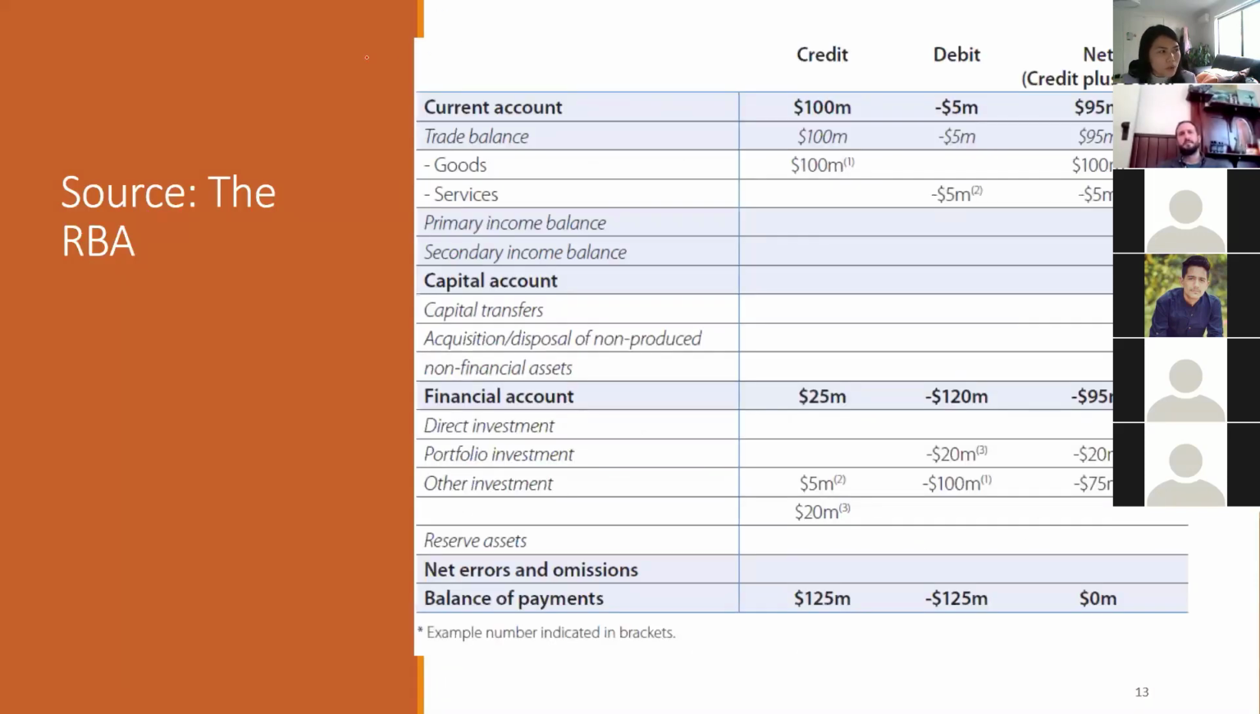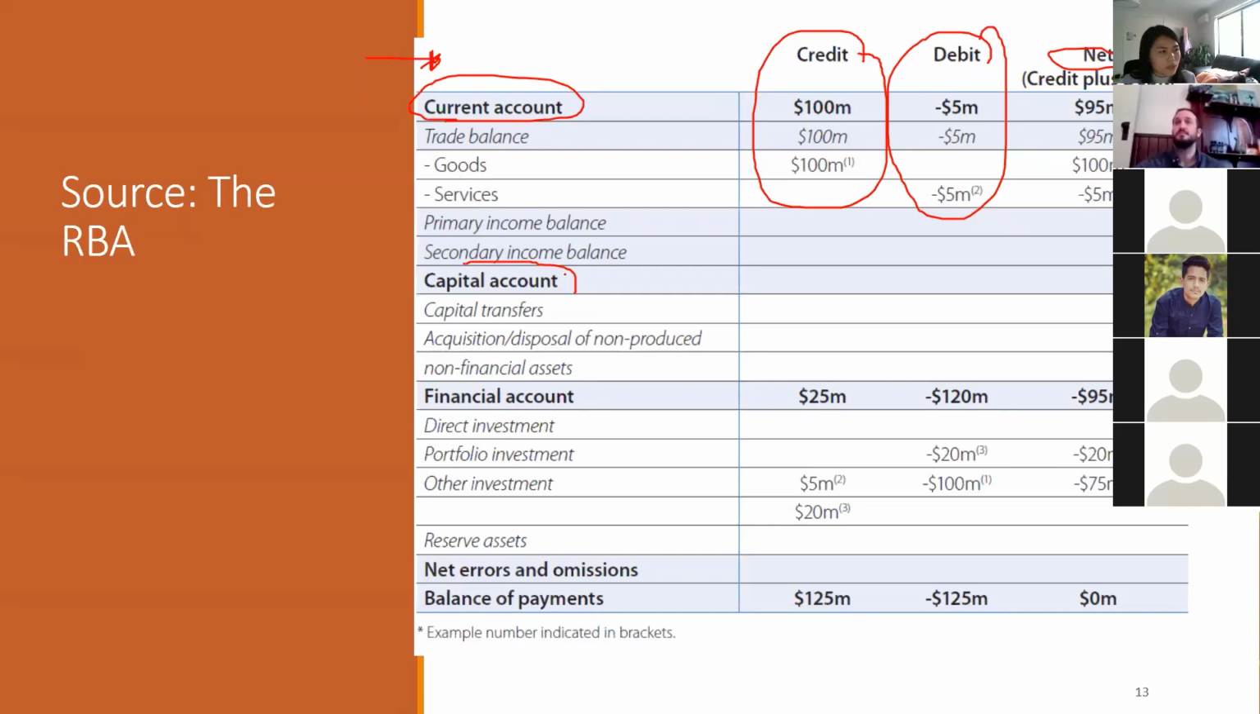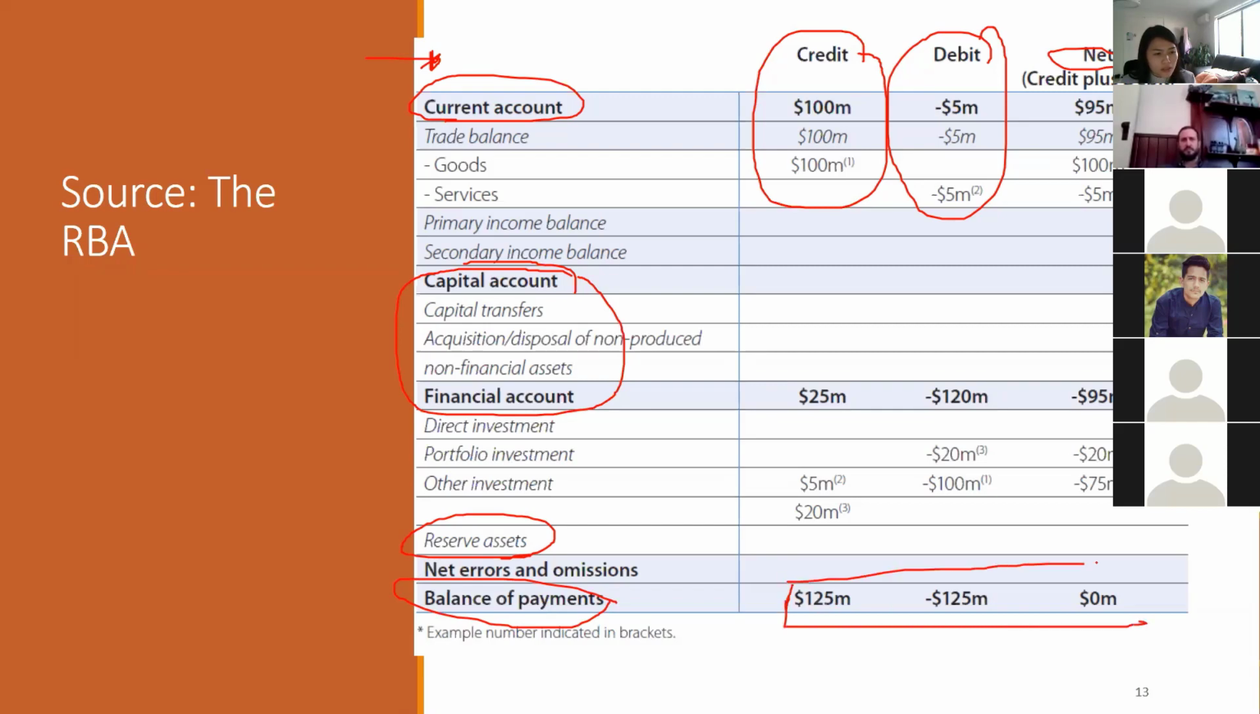Now, this is an example that I took from the RBA. If you go to the RBA education section, you will see a section for the balance of payments, and this is where I take this example from. Credit is when you record any cash inflow. Debit is cash outflow, okay? The net is just the difference between your credit and debit. For Australia, the three main important accounts are the current account, the capital and financial account, and the reserve assets, okay? The balance of payments is simply the cumulative sum of the three different accounts, okay?